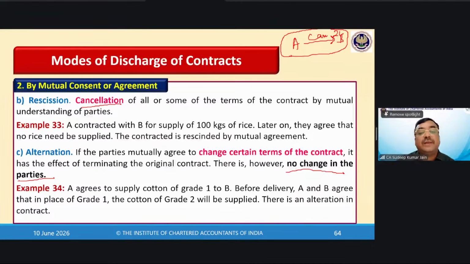A agrees to supply cotton of grade 1 to B. Before delivery, A and B agree that in place of grade 1, the cotton of grade 2 will be supplied. Change of the terms. There is alteration of contract. Please read. I'm giving you 10 seconds for reading this example.